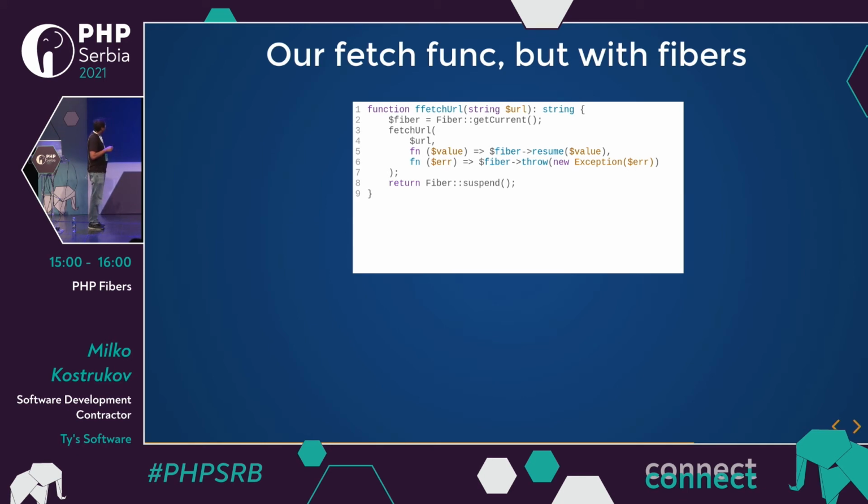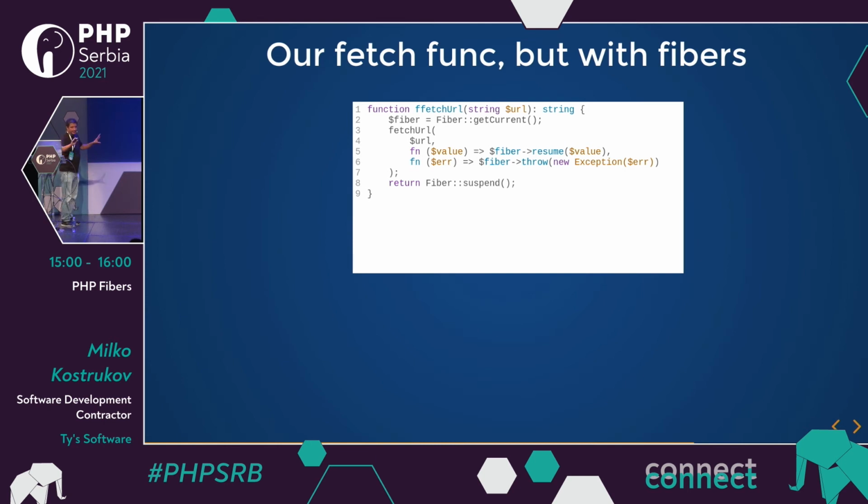It's going to create a fiber. Sorry. It's going to get the current fiber that we're working in. We're going to call fetchURL, and we're going to give a done callback, which would resume the current fiber. We have not suspended it yet, but we are going to suspend it. We'll need to resume it when we're done fetching the file. And for an error, we're going to throw an exception. And then we're going to say, okay, fiber suspend.